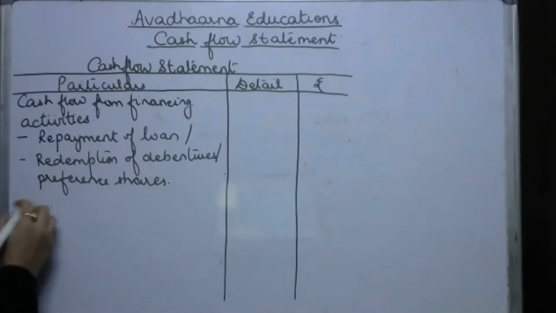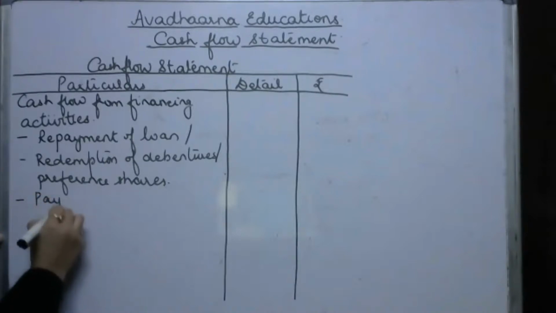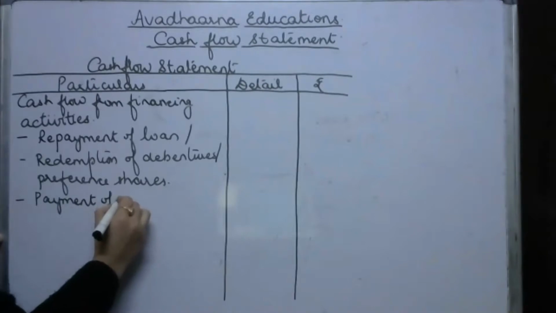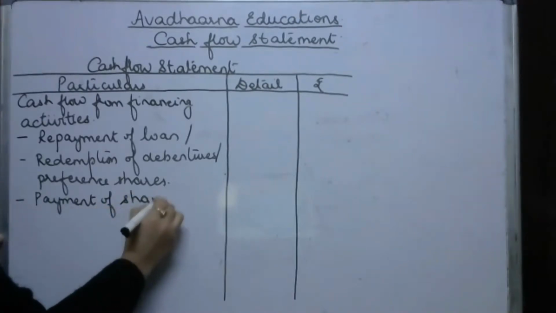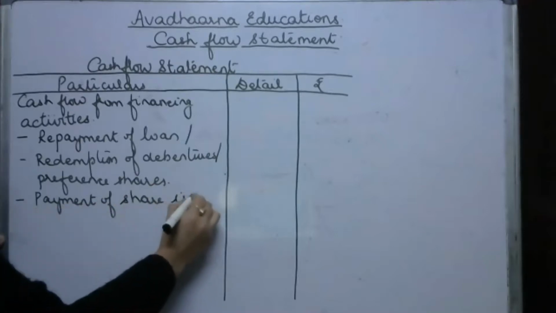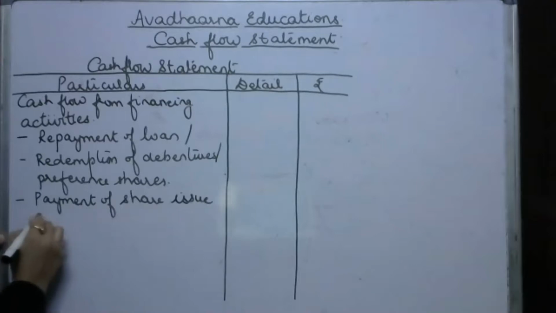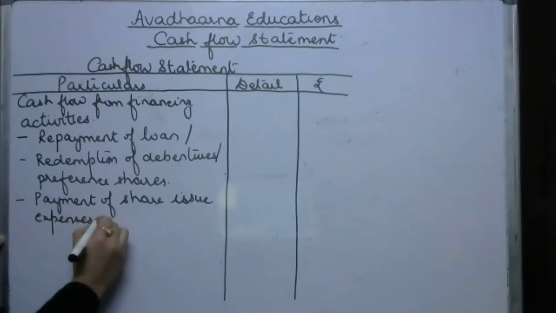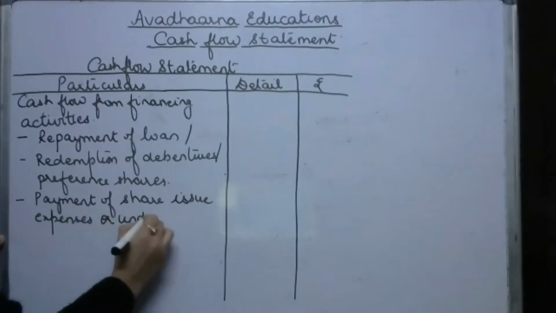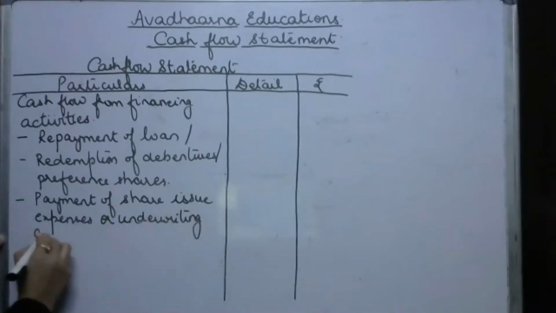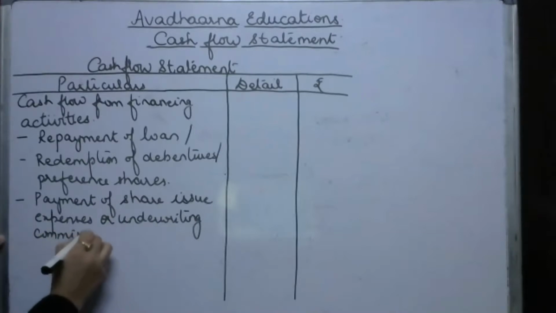Then payment of share issue expenses or preliminary expenses, or your underwriting commission, payment of share issue expenses, क्योंकि share को issue करने में जो preliminary expenses होते हैं बेटा, they are going to be a part of financing activity, or your underwriting commission. Fine. That is also a cash outflow from financing activity. This is to be subtracted.